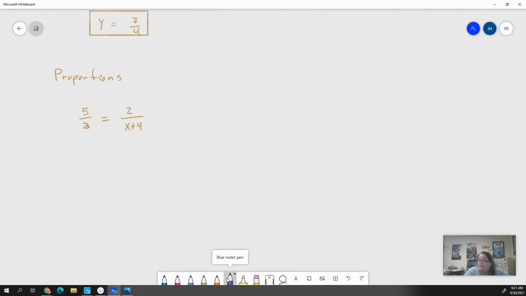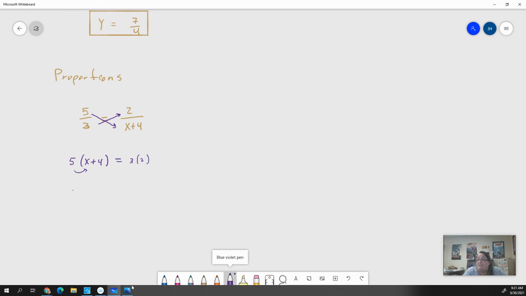So I would take the 5 and I would multiply it times x plus 4. So I'd have 5 times x plus 4. Make sure when you do this that you put this quantity in the parentheses so that you know that you're multiplying the 5 times the whole thing, right? Not just the x. Equals 3 times 2. So then we would go ahead and distribute, and we just start solving like we did the other problems.